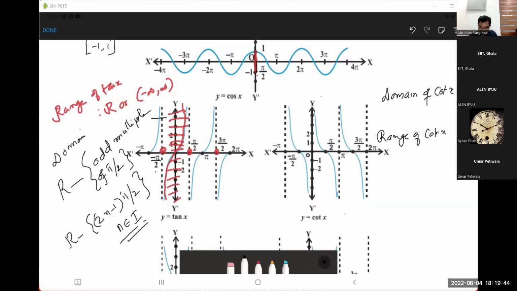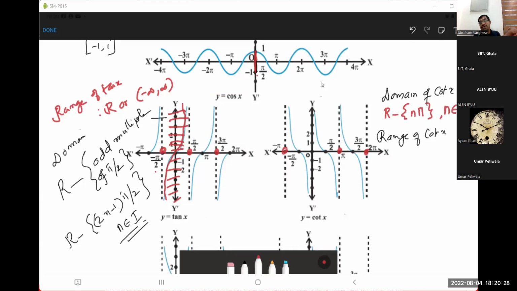So the domain will be, again, you look at here. When you look at the graph of cot x, the graph is already given. When you look at the graph, it is not defined at pi. At 2 pi it is not defined, at minus pi it is not defined. Therefore, the domain is all real numbers except n pi, where n is an integer.